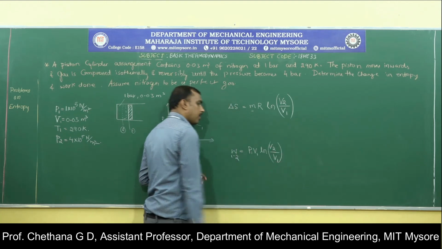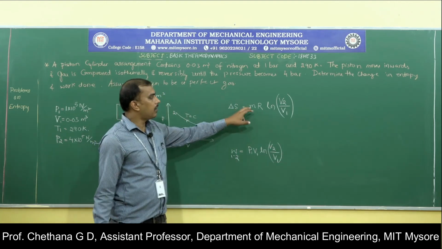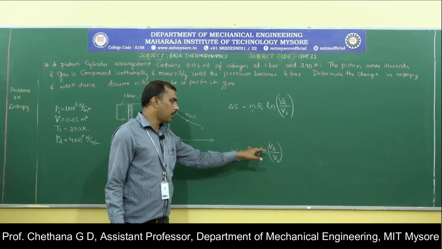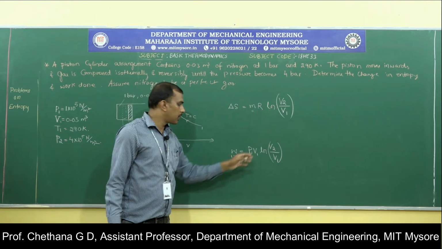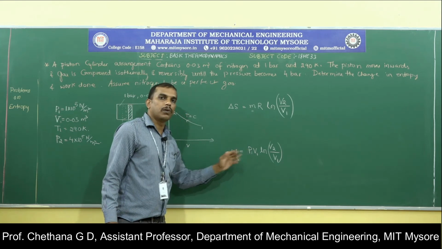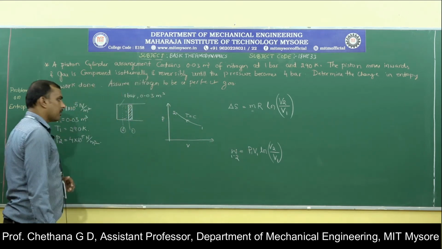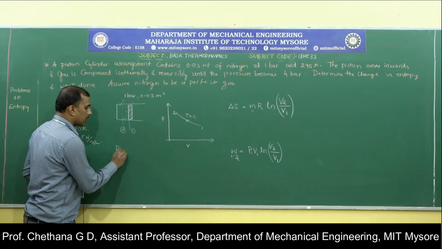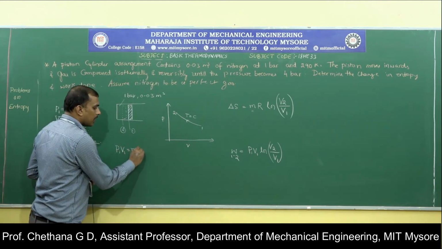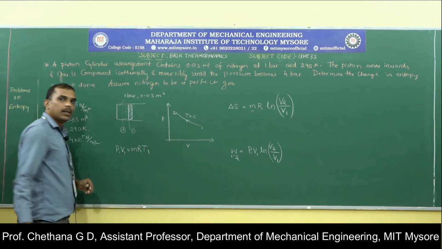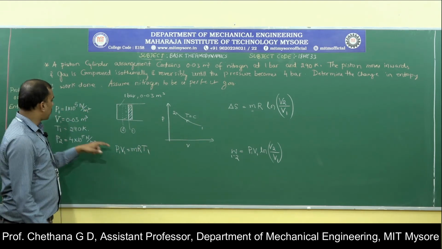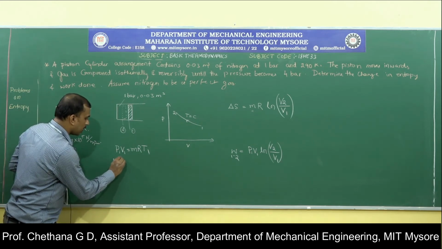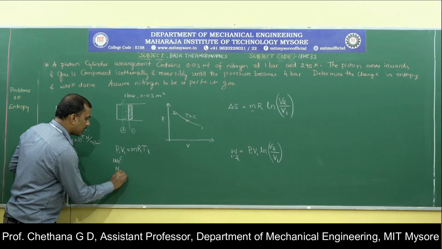So the problem here is, if you have the value of mass, you can get the change in entropy. If you have the value of V2, here also V2, you can get the value of work transfer. Now how to find out the value of mass? Since he is saying nitrogen is a perfect gas, use the equation PV is equal to mRT. Now be careful here, pressure is given, so you are substituting it in Newton per meter square. So be careful with the unit.